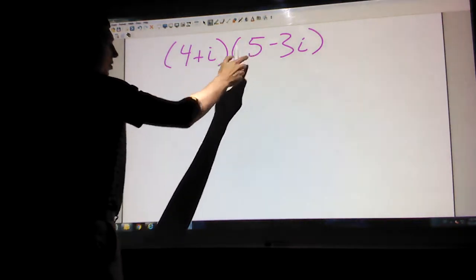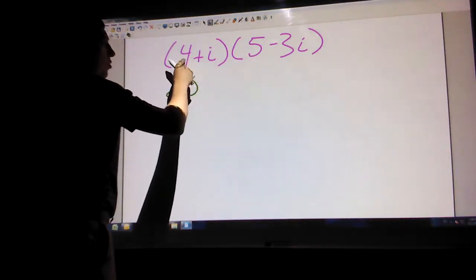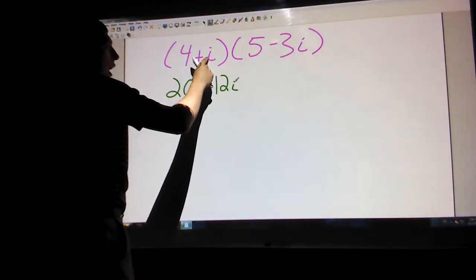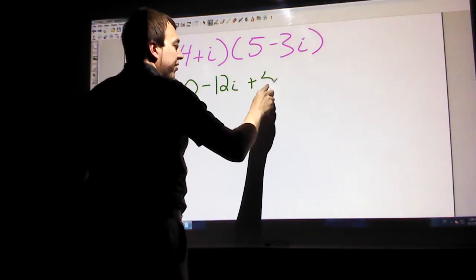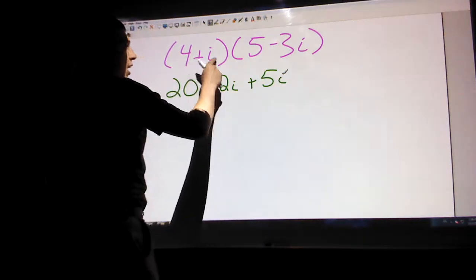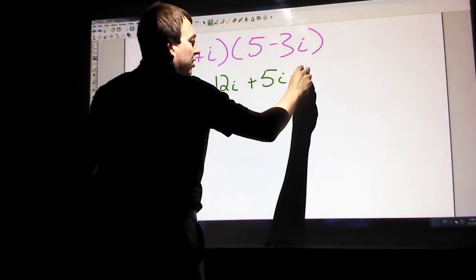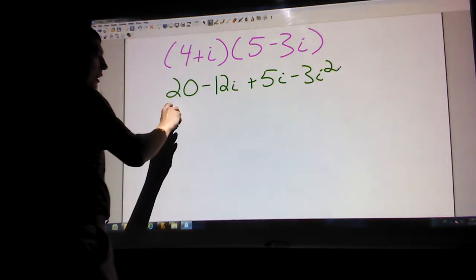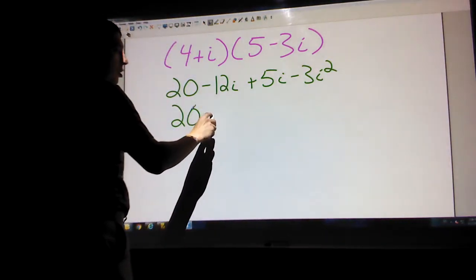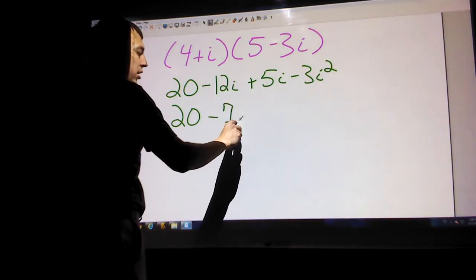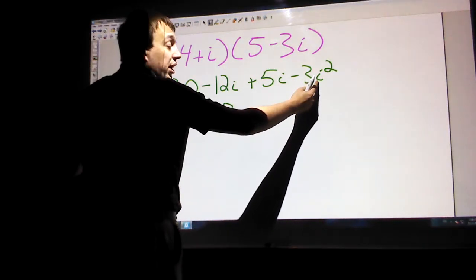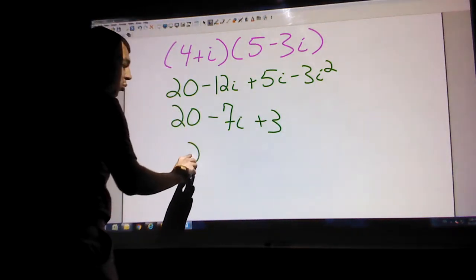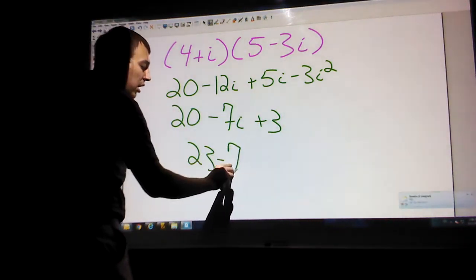Multiply. 4 times 5, 20. 4 times -3i is -12i. i times 5 is positive 5i. And i times -3i is -3i squared. So we combine like terms. 20 minus 7i. i squared is -1, so I'm going to make that a +3. So this is 23 minus 7i.